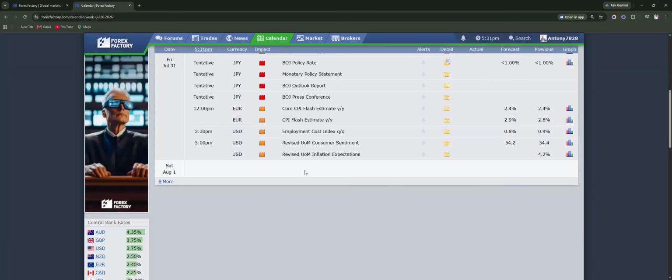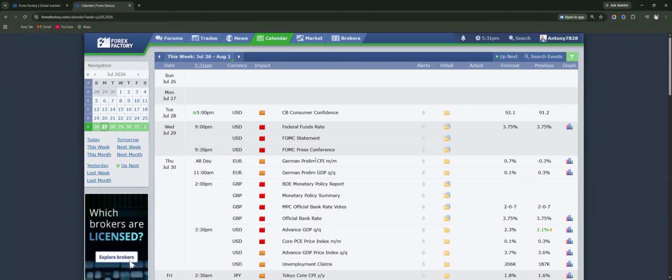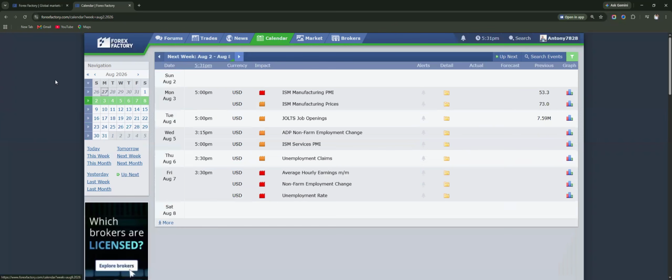All right. So we have NFP. NFP is mostly released on the first Friday of a new month. For example, like we have this August. So the first Friday of August, let's see whether we have NFP. You see now, we have the NFP on that day. At what time? 3:30, which is exactly during the New York session.